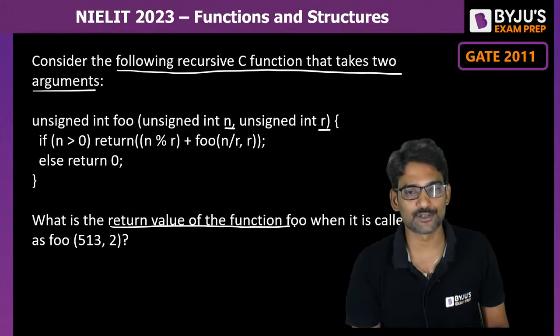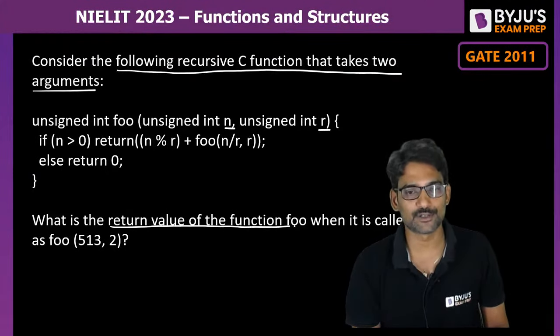Here n is 513, r is 2. Now, execute. If n is greater than 0, this return statement will be executed. So, until the n value becomes 0, we can go ahead. No need to check every time. So, n is greater than 0, so return what? n mod r, 513 mod 2, plus foo of n divided by r, 513 divided by 2, comma, same r value.